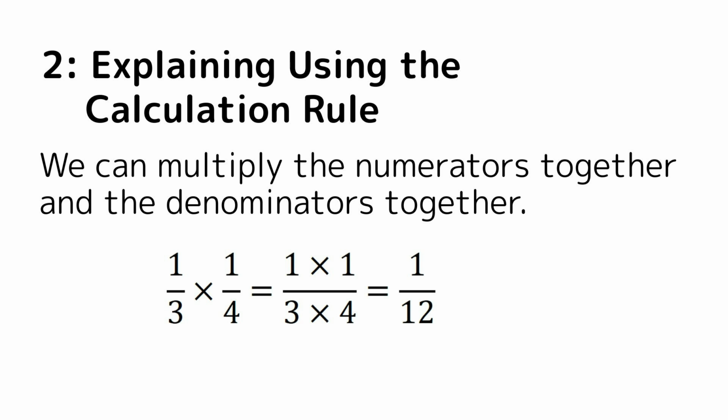Section 2. Explaining using the calculation rule. There's a calculation rule for multiplying fractions. We can multiply the numerators together and the denominators together. In other words, in the case of 1/3 times 1/4, we multiply the numerators 1 and 1 to get 1, and we multiply the denominators 3 and 4 to get 12. Therefore, 1/3 times 1/4 equals 1/12. This calculation rule can be used whenever you multiply fractions. Let me explain in a little more detail why this calculation rule works.